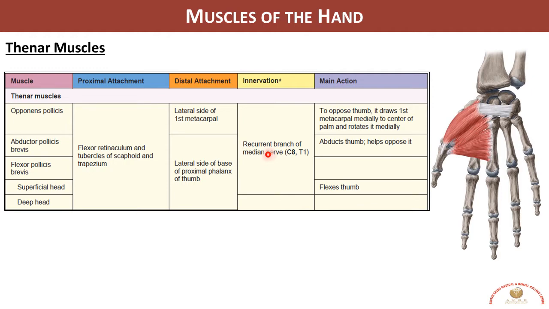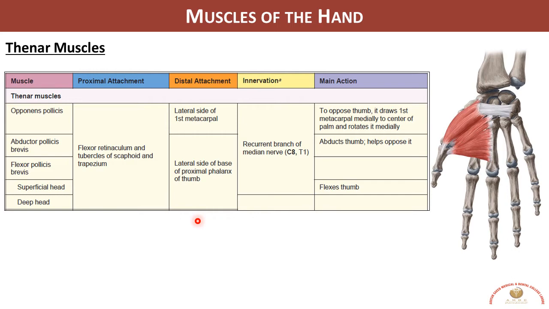This is all supplied to the opponens pollicis, abductor pollicis, and flexor pollicis superficial head. Okay, but this deep head is not supplied by this nerve. The deep head of the flexor pollicis brevis is supplied by the ulnar nerve, because here the ulnar nerve branches go on to the other side. Okay, this was about the thenar muscles.